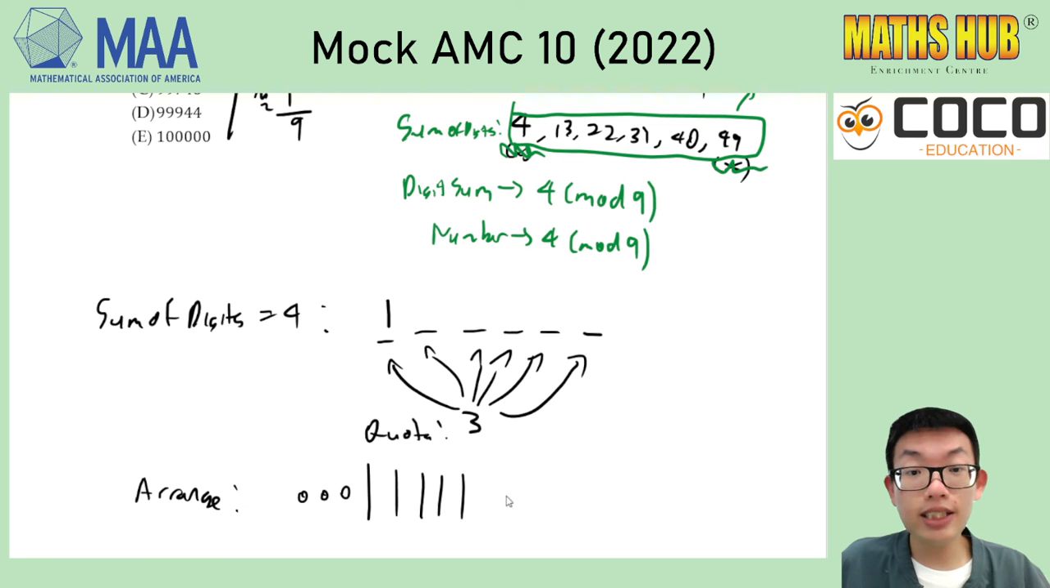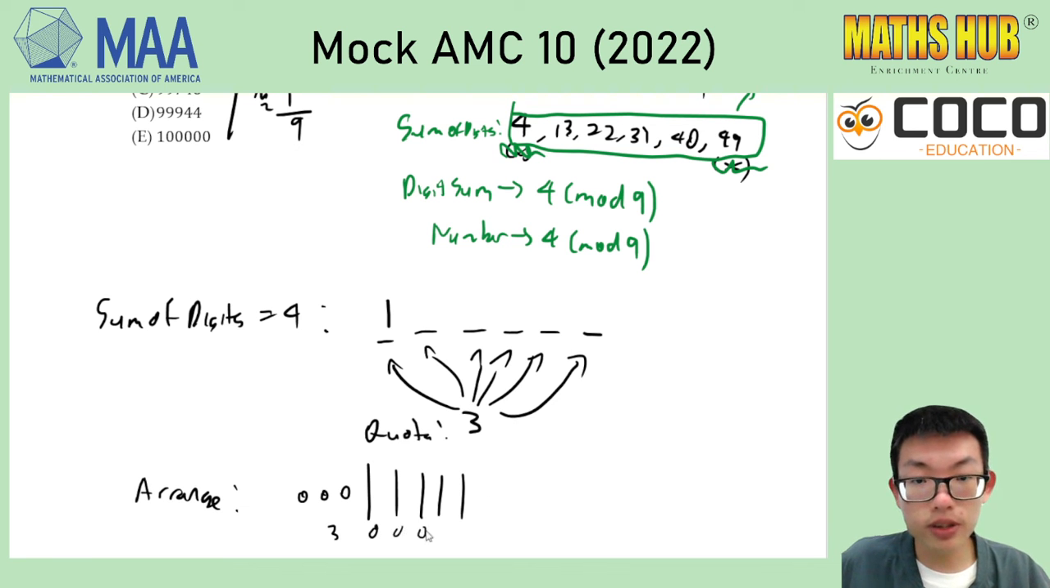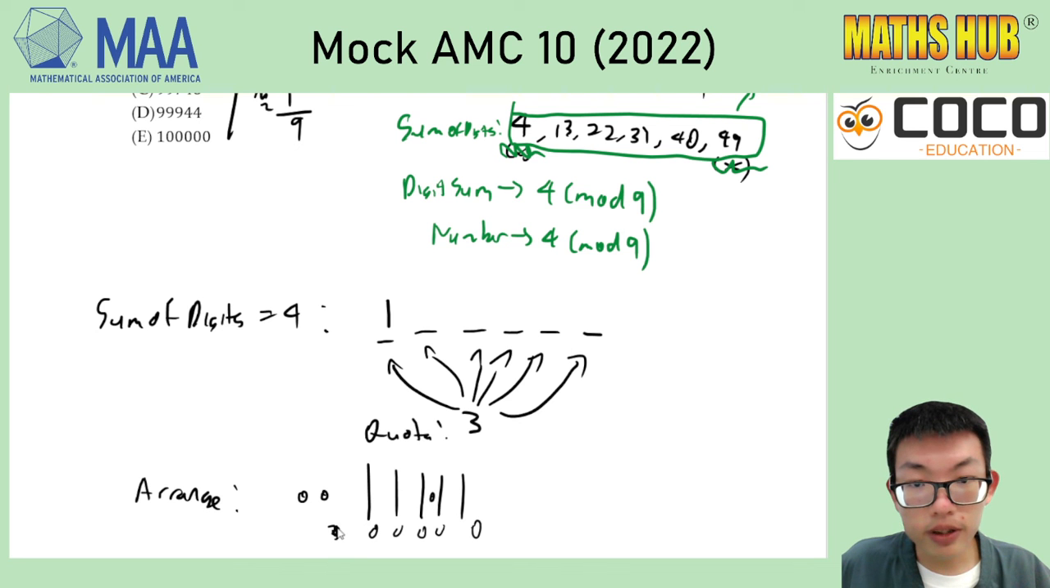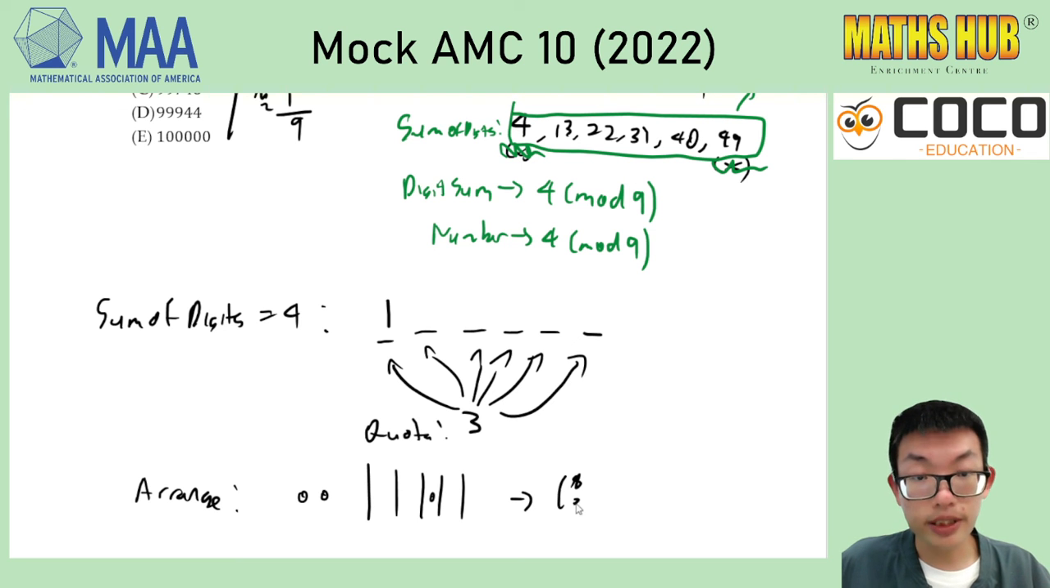If we arrange these in a row, this would mean 3 0 0 0 0 0. So you give 3 more to the first one and you get 400,000. If, let's say, I had moved one of them over to here, then now it would be 2 0 0 1 0 0, and that will also give me the number 300,100. So the number of arrangements here is going to be 8 choose 3, which is equal to 56.